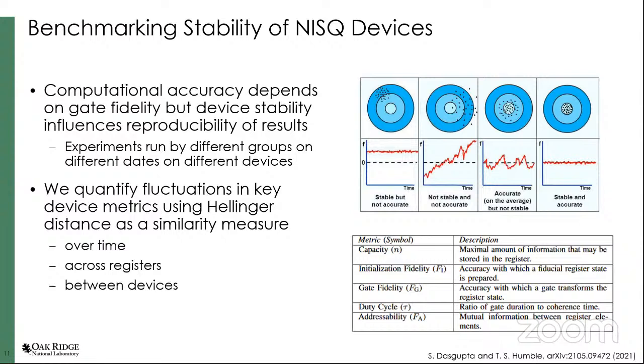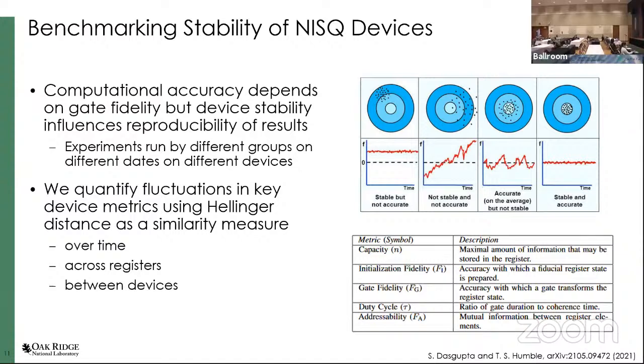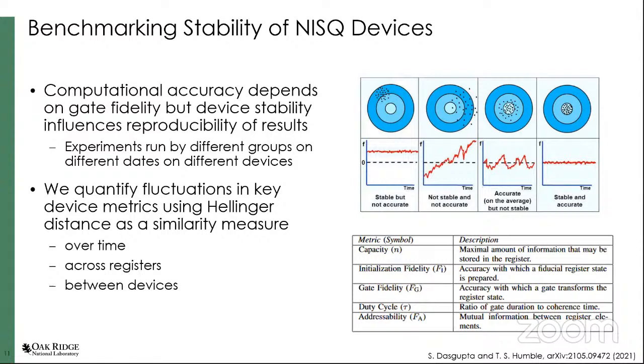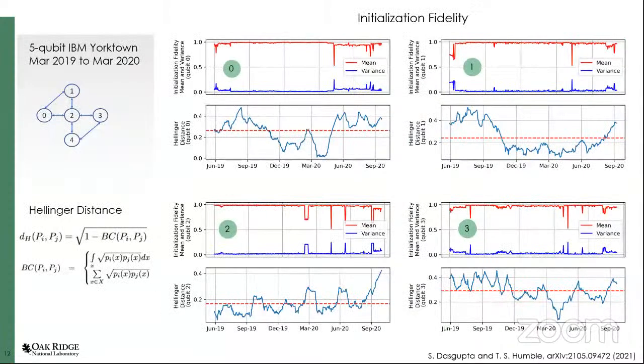And we took the approach of trying to quantify these fluctuations in device metrics, looking at similarity measures, in particular using something called the Hellinger distance, which can be defined on both continuous and discrete distributions. We looked over time, across registers, that's the individual qubits in the devices, and then between devices themselves, to try to understand how those original DiVincenzo criteria actually fluctuate. And I'll just give you a very short sampling of the results from that.